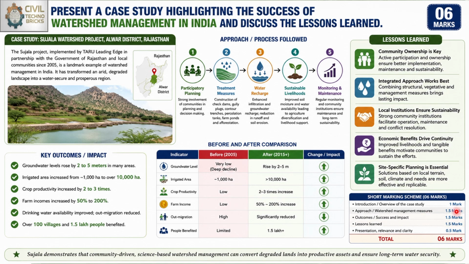For the marking scheme, we have to divide that with reference to 6 marks. So the Sujala project demonstrates that community driven, science based watershed management can convert degraded lands into productive assets and ensure long term water security. So these types of questions are application oriented questions based on some sustainability approach, where we have to understand the basic concepts and we have to utilize that concept with reference to practical examples in the current scenario.